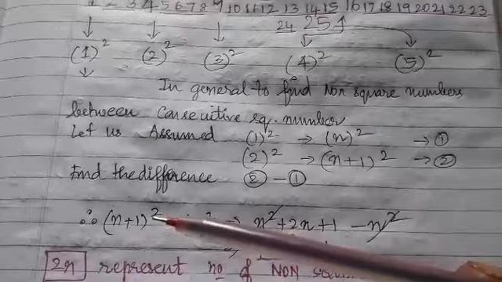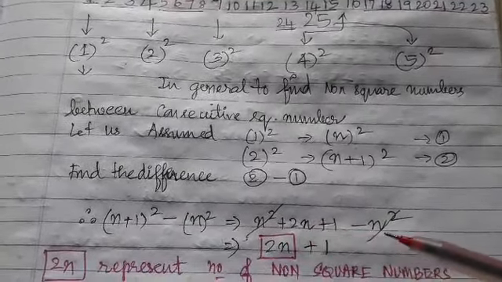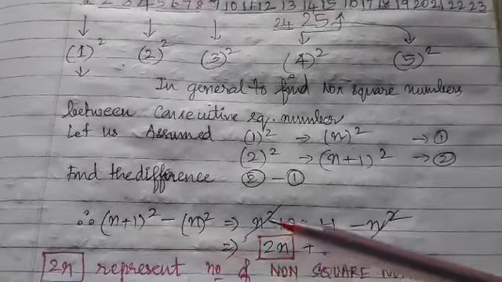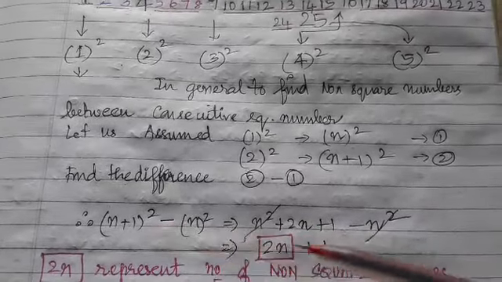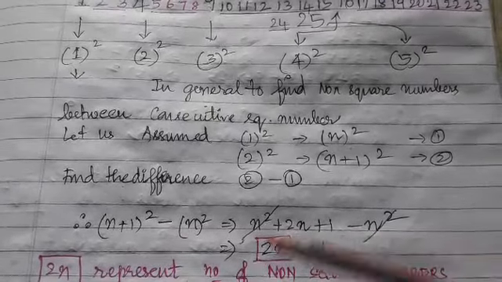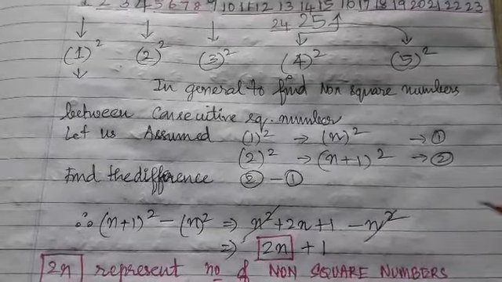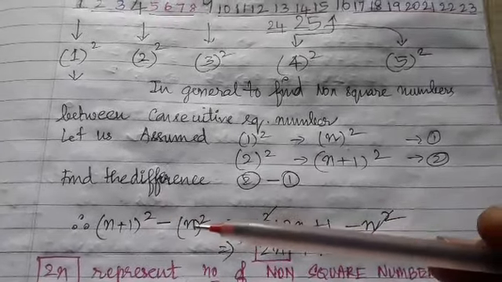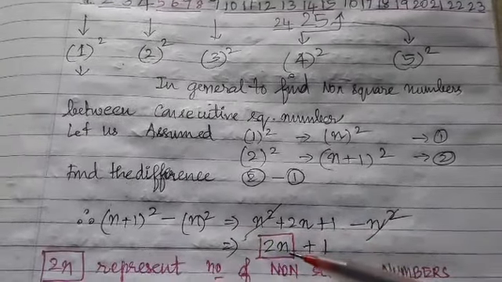Expand using the (a plus b) whole square formula: a square plus 2ab plus b square, minus that n square. As per the formula, a square is n square, 2ab is 2n, and b square is 1 square, that is 1. Here n square minus n square gets cancelled. What is remaining? 2n plus 1. That is the form we are getting. That means when we find the difference between consecutive perfect square numbers, we get in general form 2n plus 1.